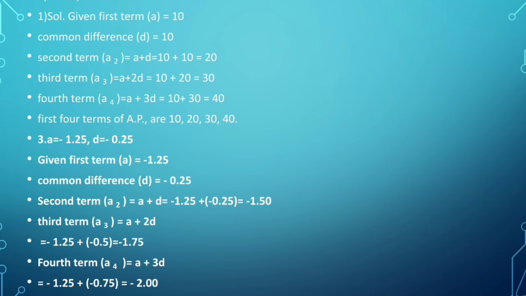Now third term A3 is equal to A plus 2D, that is equal to minus 1.25 plus minus 0.5, that is equal to minus 1.75. Fourth term A4 is equal to A plus 3D, that is equal to minus 1.25 plus minus 0.75, that is minus 2. The first four terms of AP are minus 1.25, minus 1.50, minus 1.75, minus 2.00.